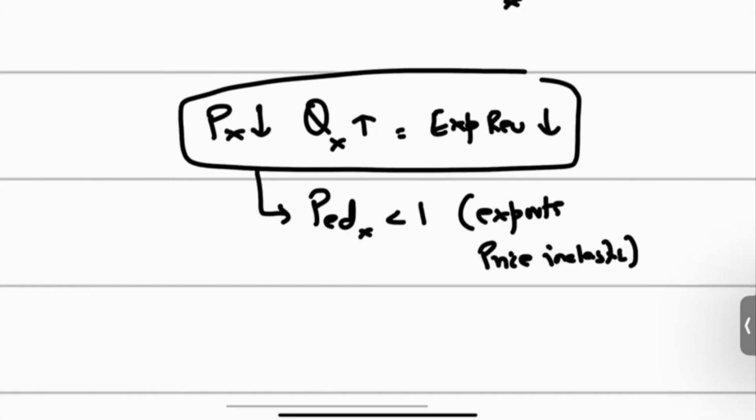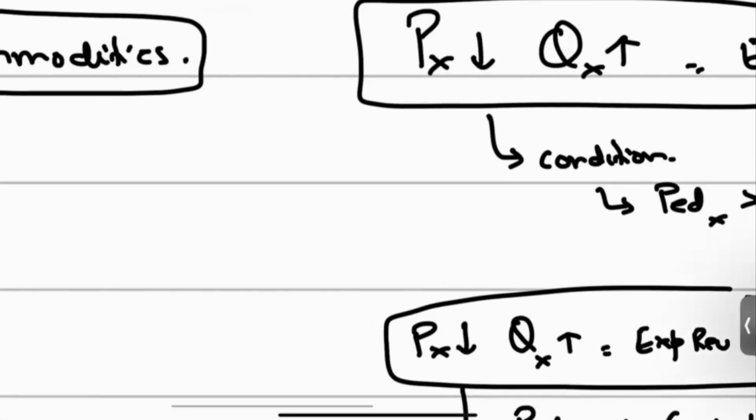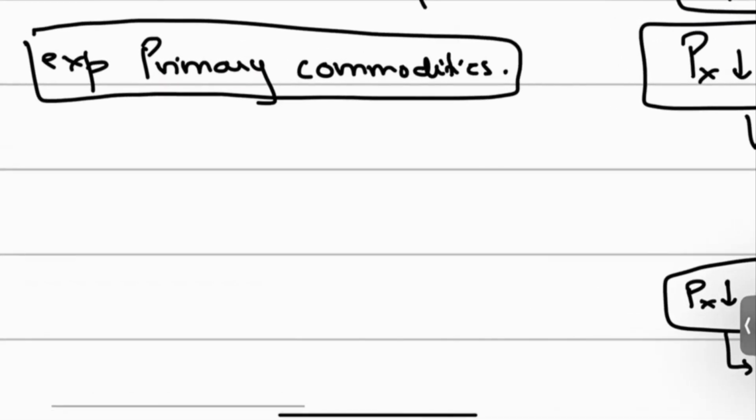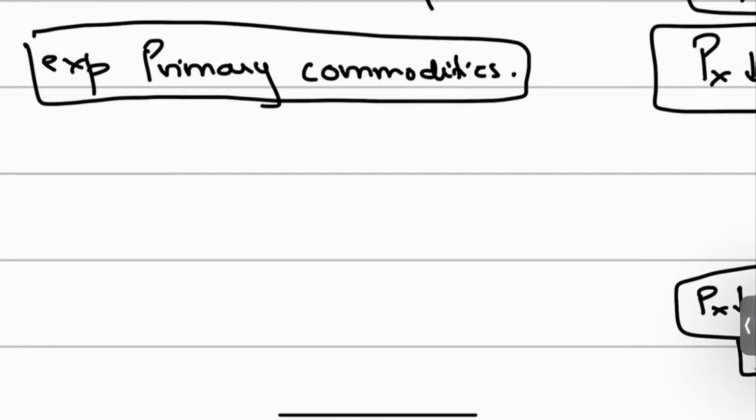So why is this important for developing countries? Because developing countries जो होते हैं, they are poor countries. They are dependent on primary commodity exports. So these are poor countries. They have a comparative advantage in agricultural goods and mining and fishing, and they're exporting primary commodities.